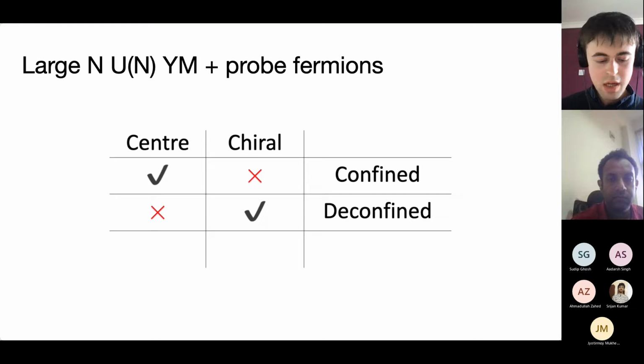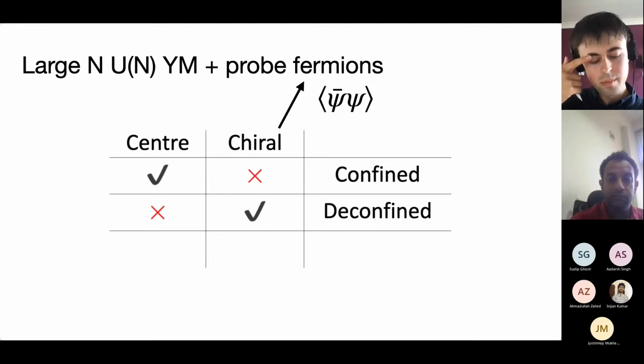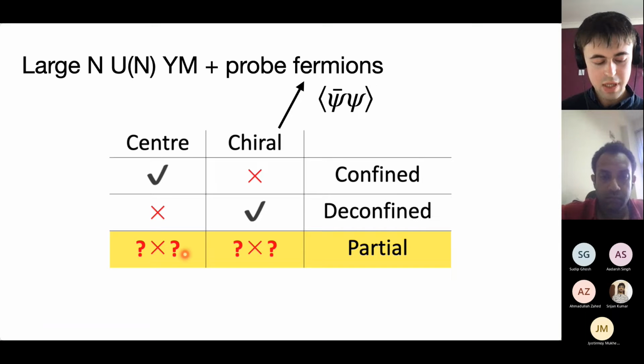So we go back to the theory we just considered, which is large N U(N) Yang-Mills, and we add some probe fermions on top of this, which we can do because we're in the large N limit. These probe fermions will allow us to discuss chiral symmetry, which has the condensate of the quarks as its order parameter. And so we know that the confined phase has center symmetry but broken chiral symmetry, and the deconfined phase has chiral symmetry but broken center symmetry. So we would conjecture that the partial phase might have both of these broken. So that's the conjecture we want to test.